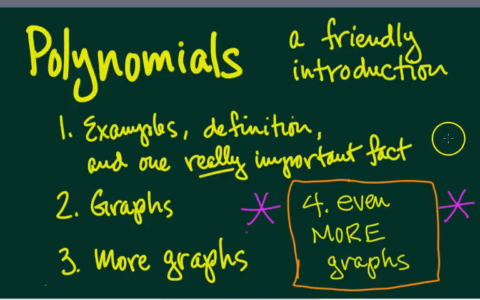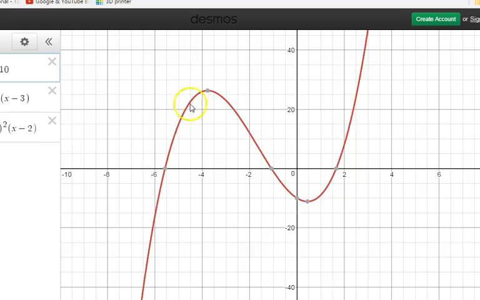Okay, then onward with even more graphs. Something I forgot to mention while we were looking at the last one, which we can see here in Desmos, is the number of turning points. The number of turning points and the degree of the polynomial are closely related.